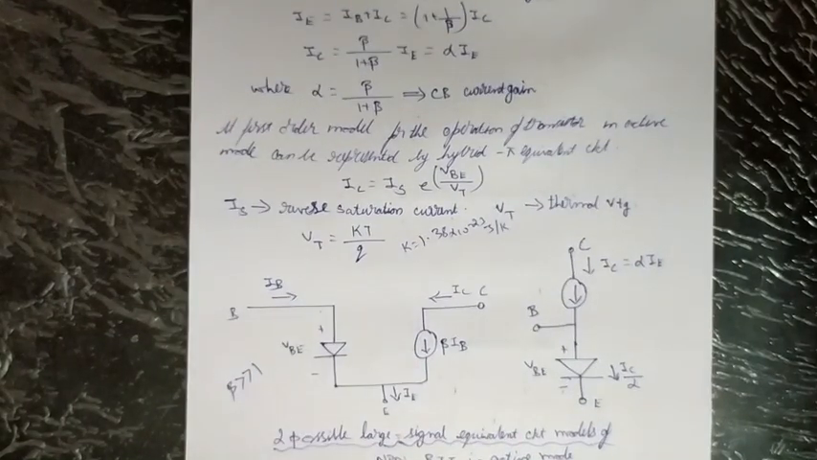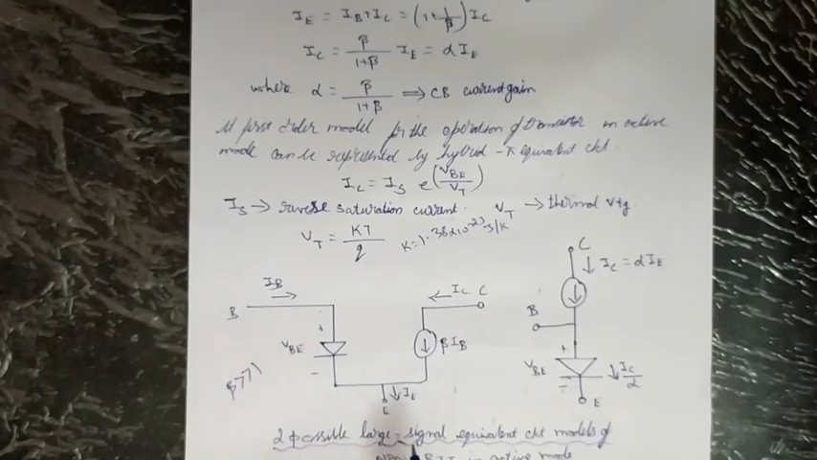As a result, IB is seen to be much smaller than IC. Furthermore, because alpha is very close to unity for a good transistor, the collector current IC is approximately equal to the emitter current.